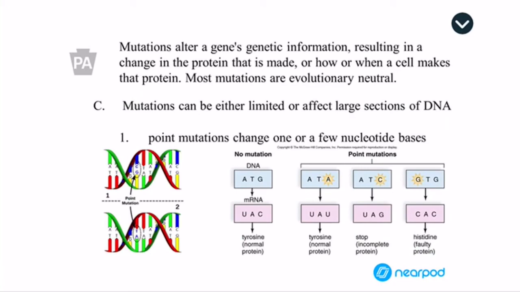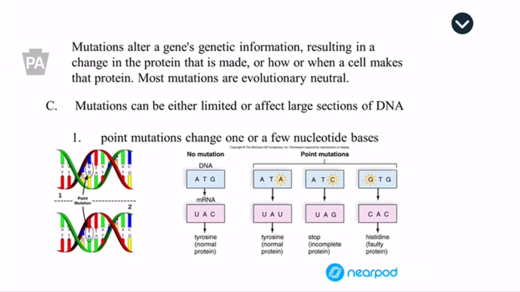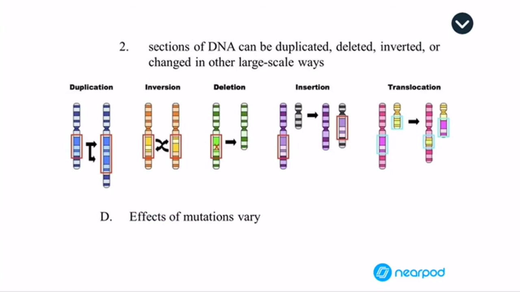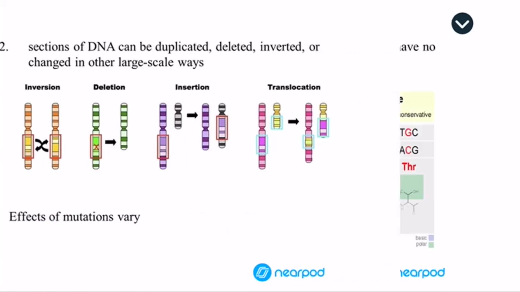There are various kinds of mutations. Some of them happen at a single point in the DNA. We call those point mutations. Point mutations have some effects. There can be other things like duplication, inversion, deletion, insertion, translocation. Not all mutations cause the same effect.